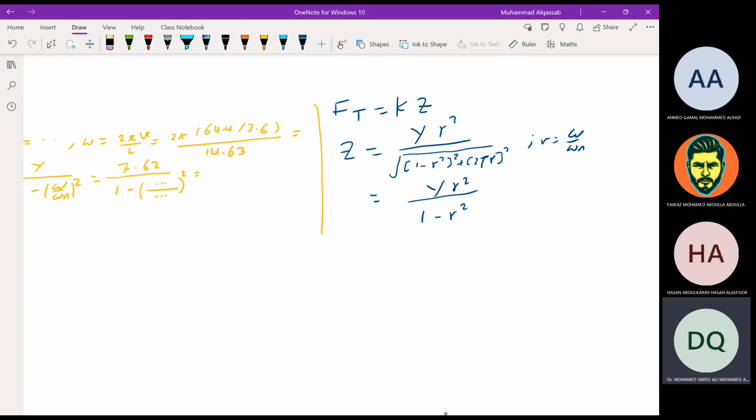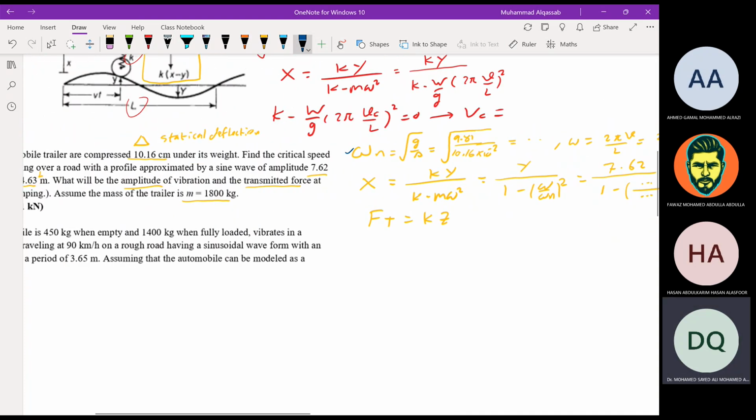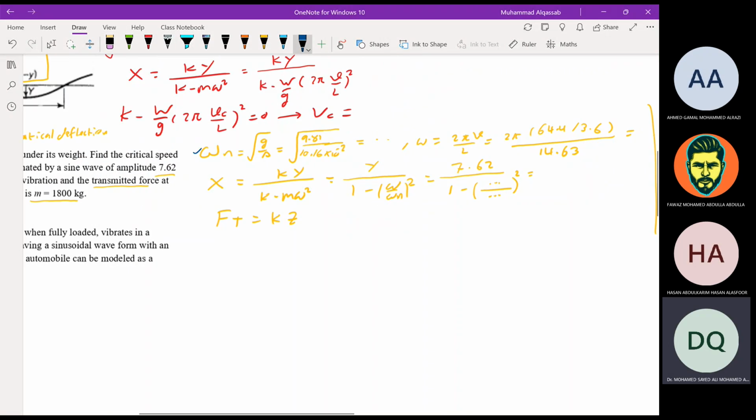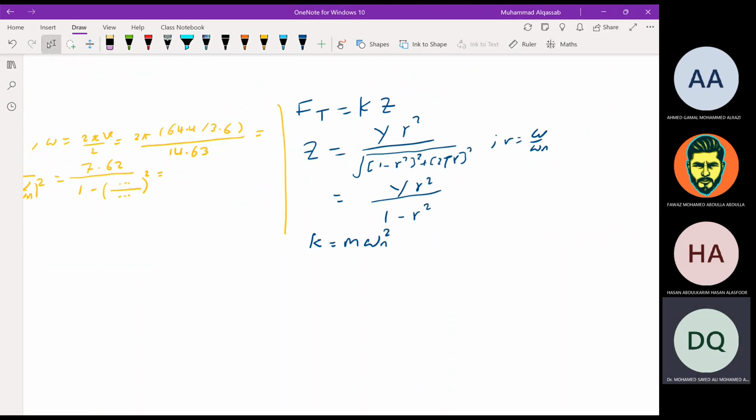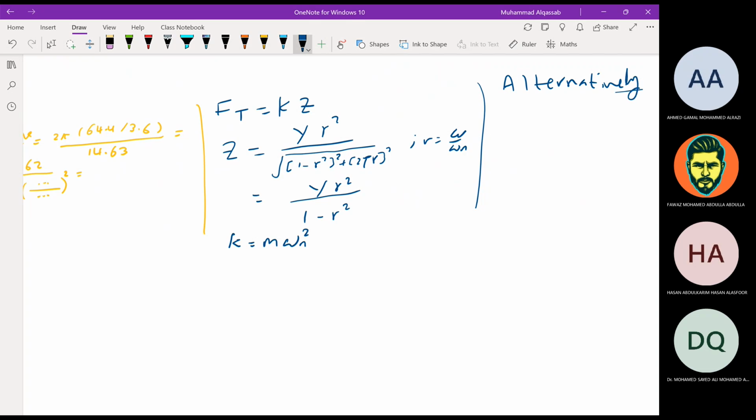So you need k as well because as you can see, it is kz. So from omega n, we get k equal to m omega n squared. Okay, so we have omega n from square root of g over delta here, and m is given as 1,800 kilogram. You can find k. This is one way. Alternatively, okay, then after that, you can put Ft equal to k times z.